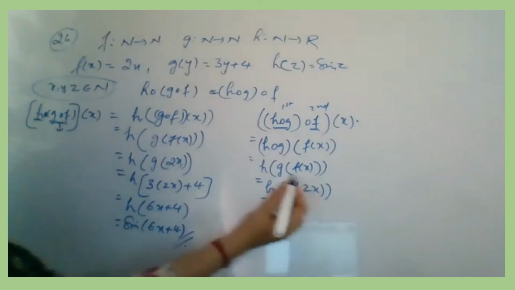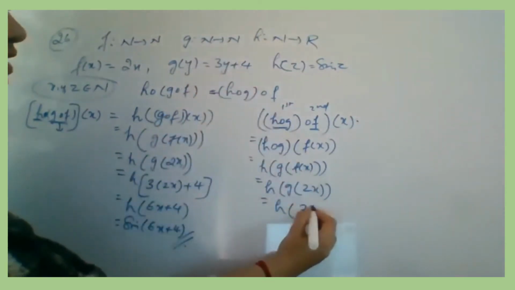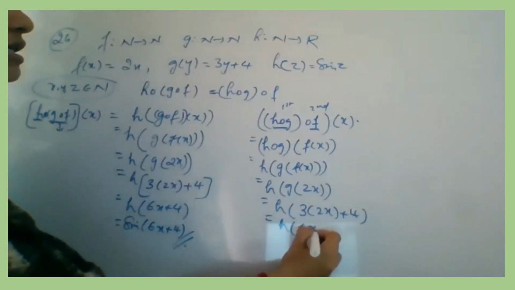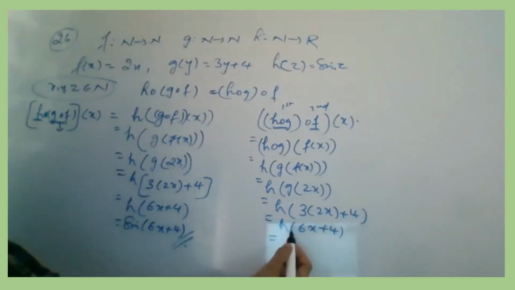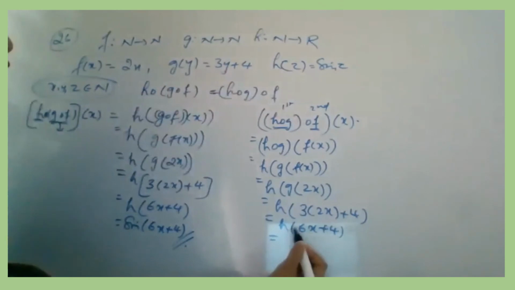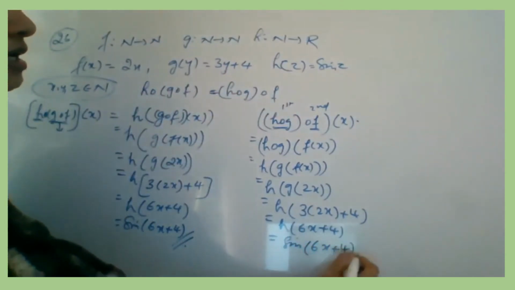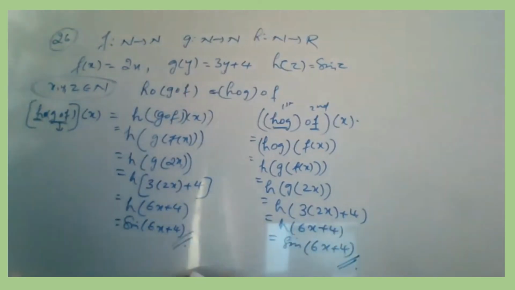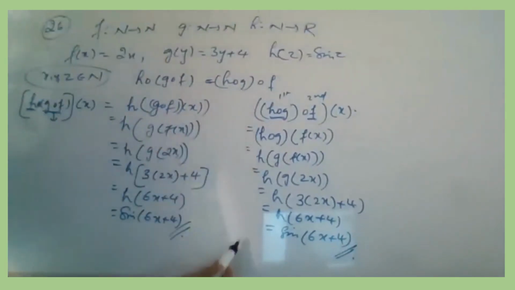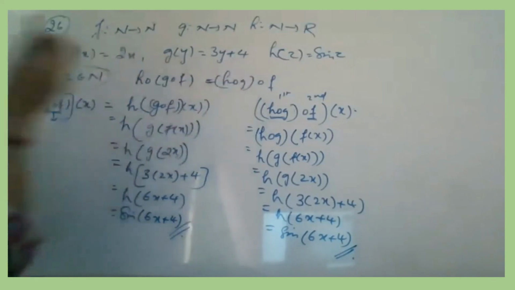Then h of g of 2x. g of 2x is 3 into 2x plus 4. Again this is h of 6x plus 4. Now h of z is sin z, so h of something is sin of that something, which is sin of 6x plus 4. So for both the things you are getting the same answer. Right? You can say that h composition (g composition f) is equal to (h composition g) composition f.